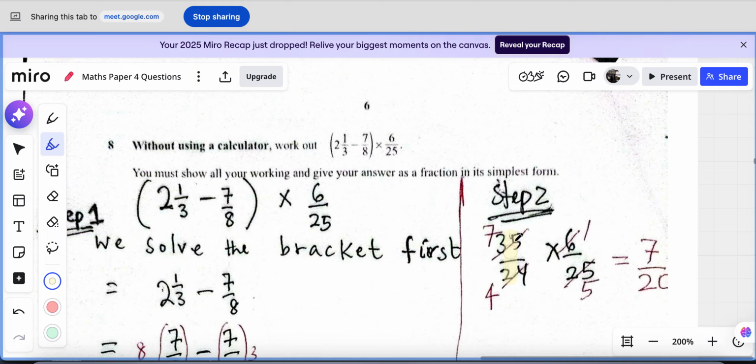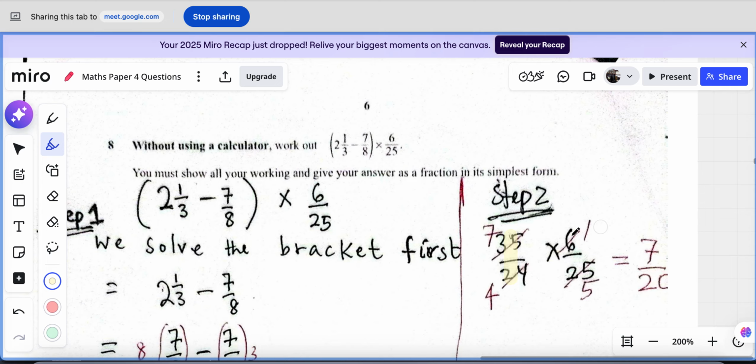But for me, it's easy for us to just begin to see what can cancel. When you have two fractions and there's a multiplication sign between them, you can begin to cancel based on which number can go into which number. 5 can divide 25. 5 divided into 25, you get 5. 35 divided by 5, you get 7.